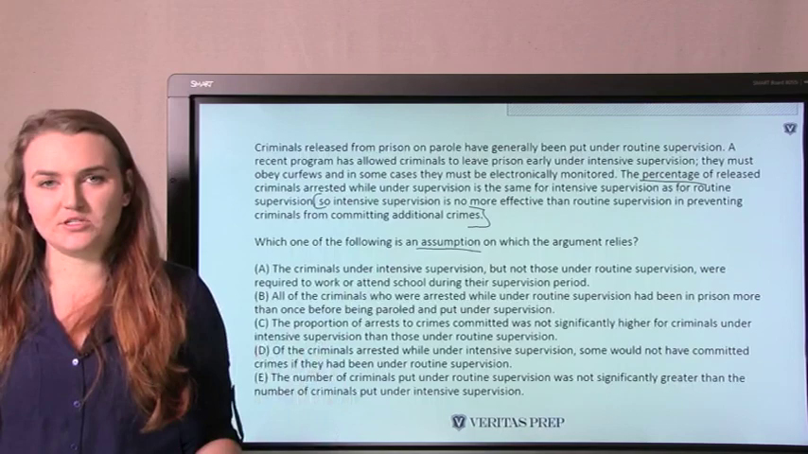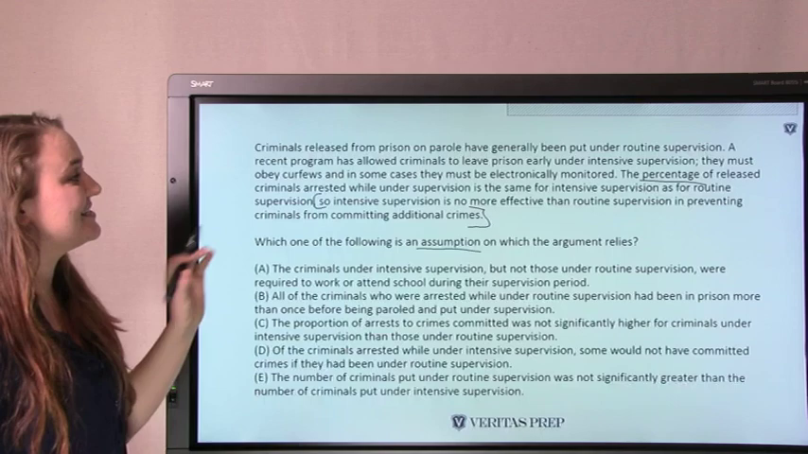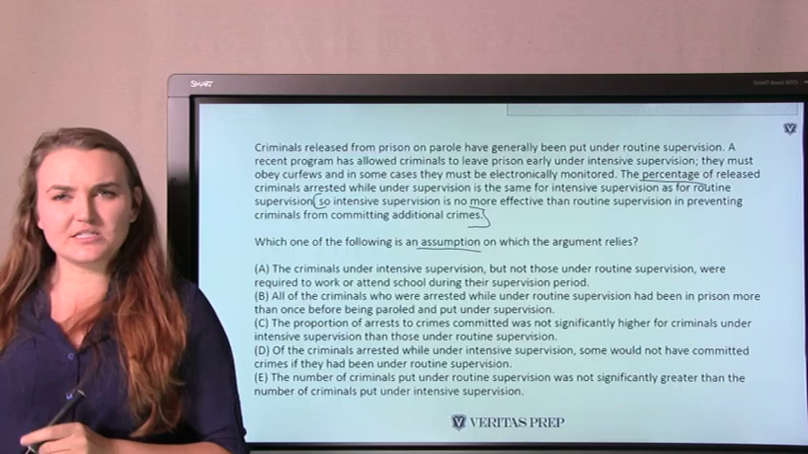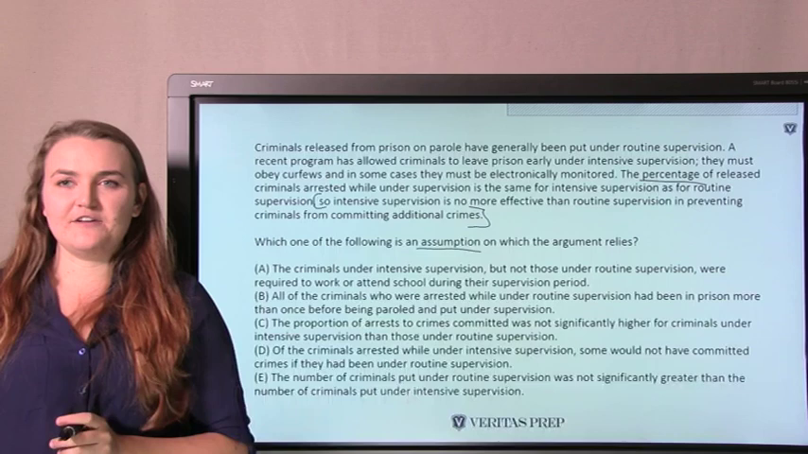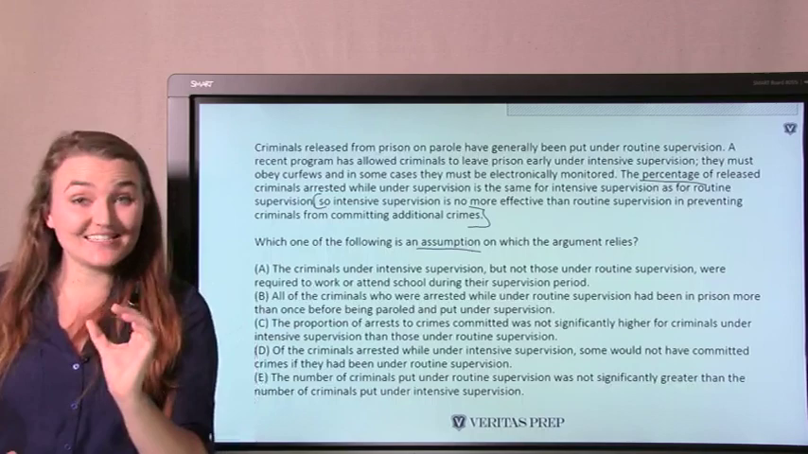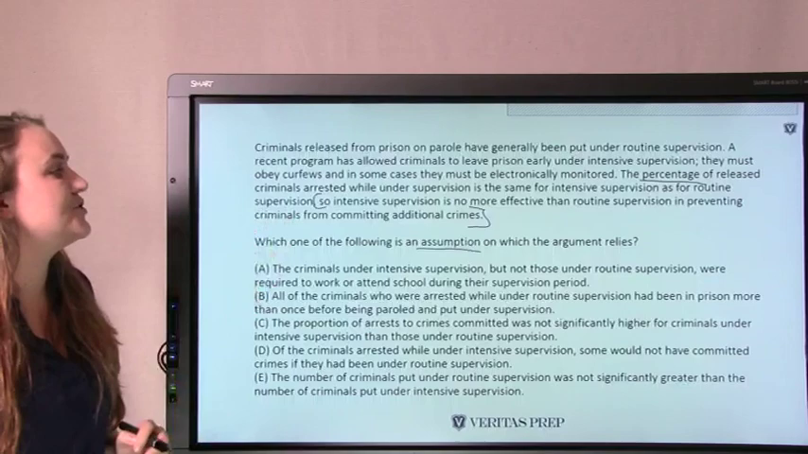But now, let's look into the gap that exists between the percentage of released criminals arrested while under supervision being the same, and therefore intensive supervision being no more effective in preventing additional crimes. Anyone want to talk to me about the gap there? Can anyone key in on a gap in logic? We need to bolster the conclusion a little more specifically than that. In this case, the gap in language is going to be the key. This is interesting, equating numbers to percentages.